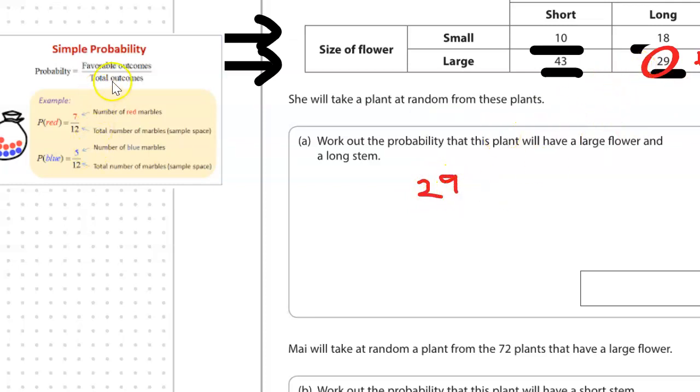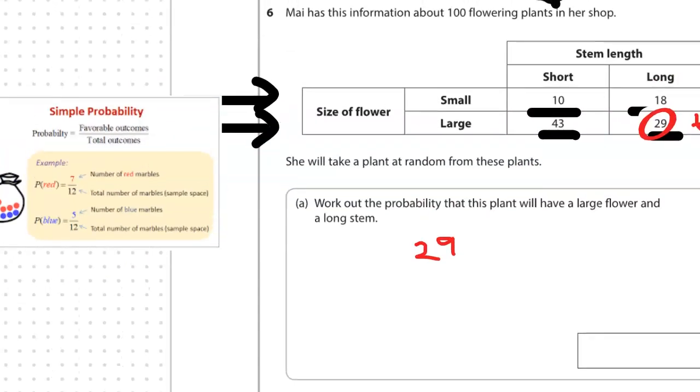Okay, total outcomes. The question did say there are 100 flowering plants. So that's the total amount. So 29 over 100. And if you expressed it like that, that would be absolutely fine for the marks.